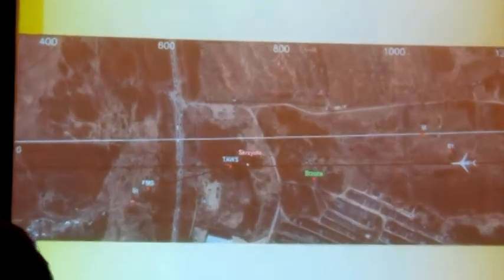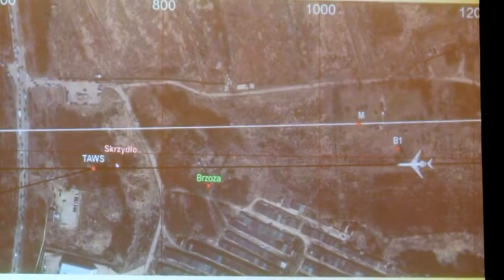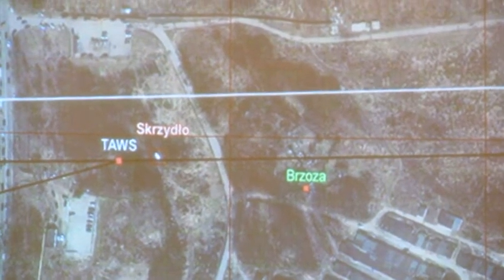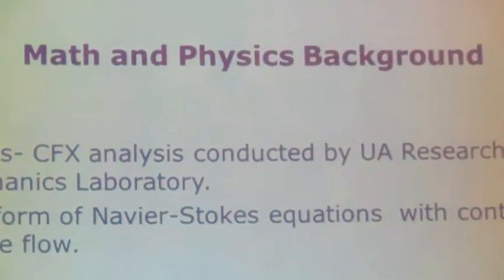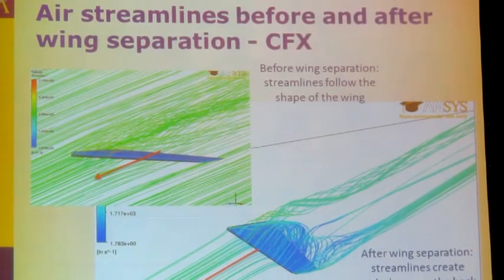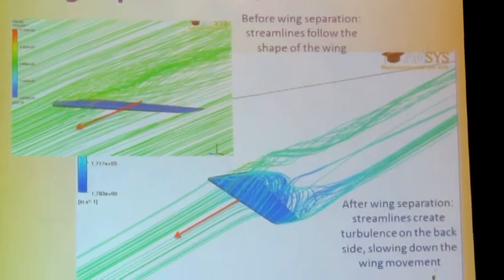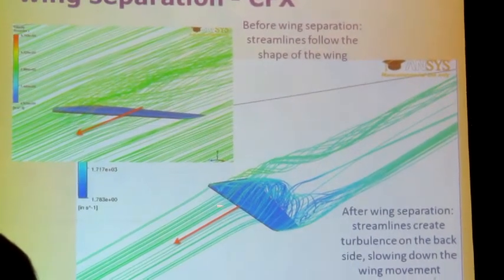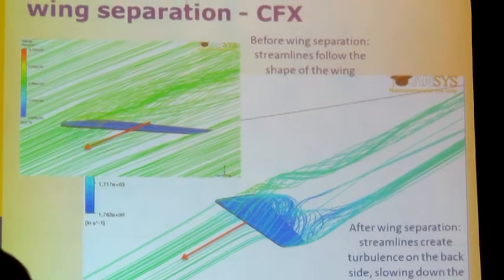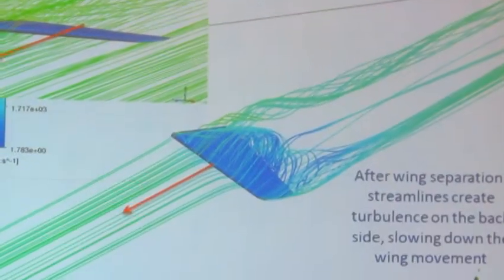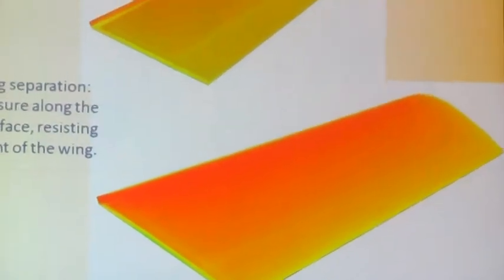So again, you can see the picture from the satellite, this is the tree, this is the location of the wing. Using ANSYS CFX and LS-DYNA analysis, we first found the flow of the stream of air around the wing. This is just before it is separated from the invisible airplane, and this is after it is separated. You can see the generation of turbulence on the back side of the wing, as anybody studying aerodynamics would expect. Same thing with the dynamic pressure.